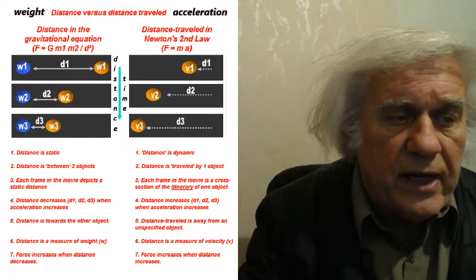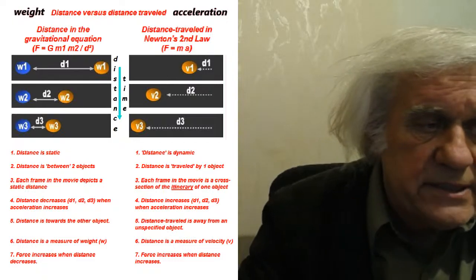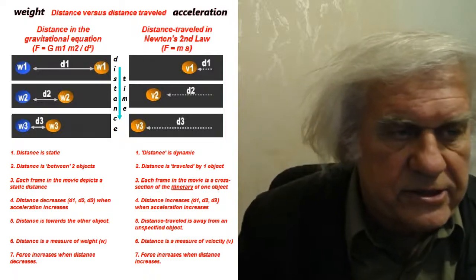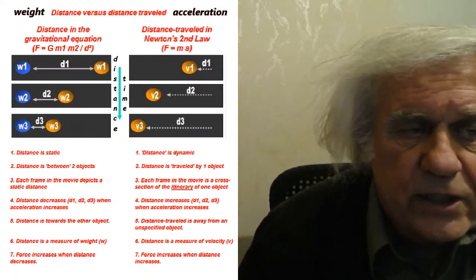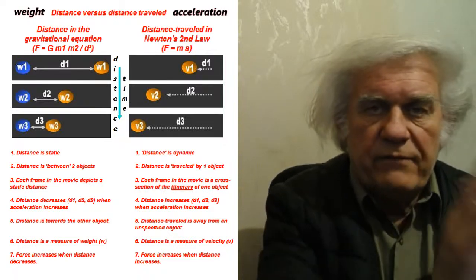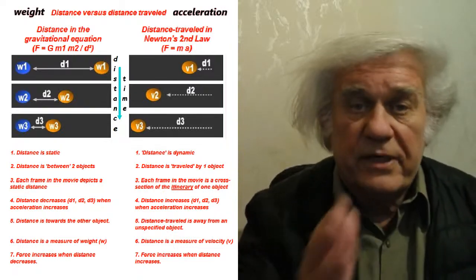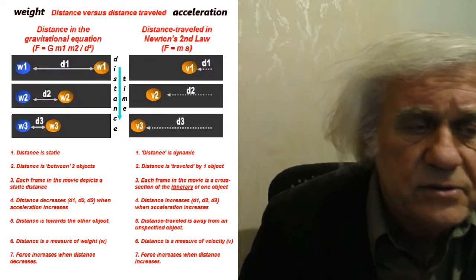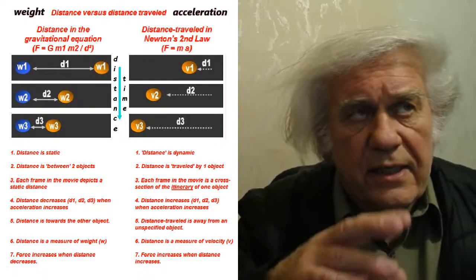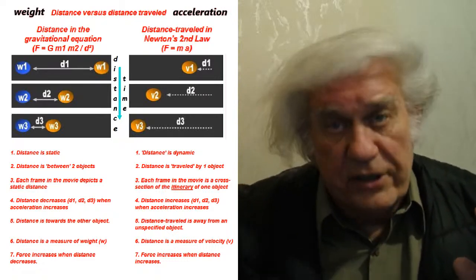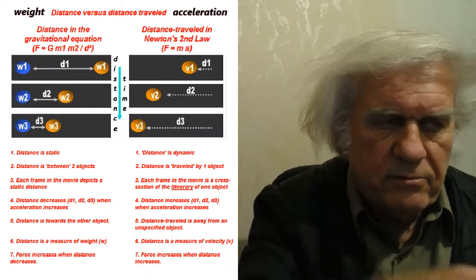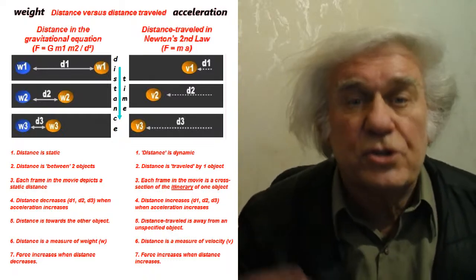Okay, each frame in the movie depicts a static distance. All you have is just two objects there separated by space. The second one, each frame in the movie is a cross-section of the itinerary of one object. In other words, if you put all these frames together, you get motion. But in a single frame, all you have is just the distance decreasing in the direction of where it's going and increasing behind it. Okay, so what you have is that, in other words, it shows a distance traveled.